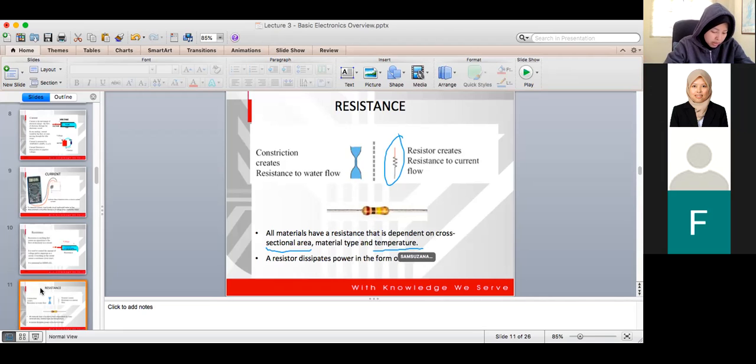Okay, a resistor dissipates power in the form of heat. So if there is more resistance, it will produce more heat. So if you notice that your circuit is hot, that means there is very high resistance inside the circuit.